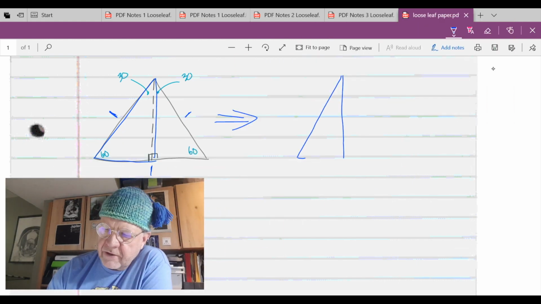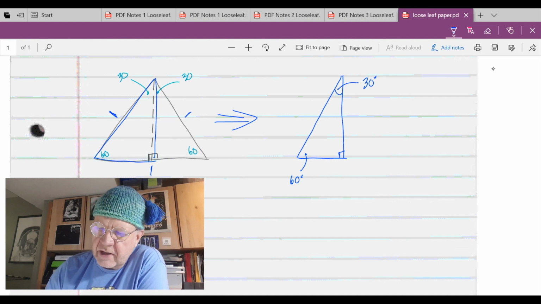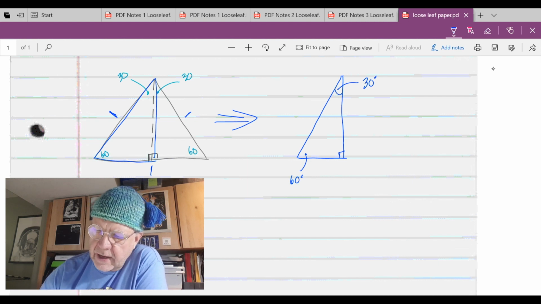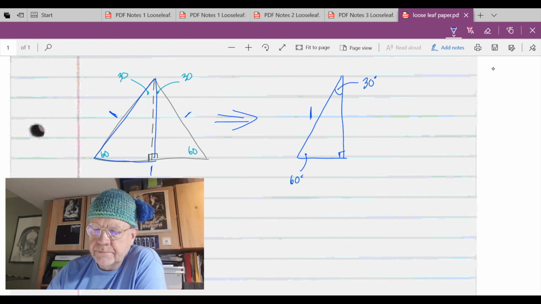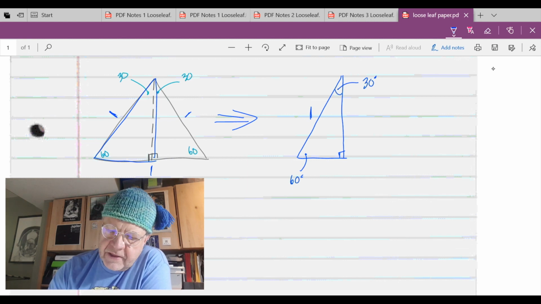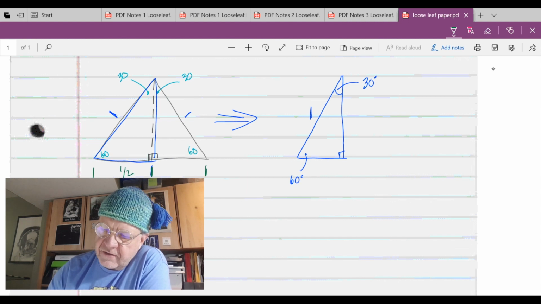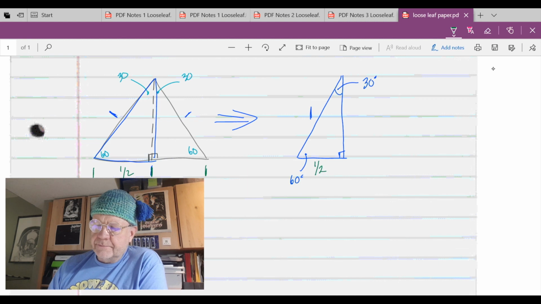Well, up here, I've got a skinny, scrawny angle of 30 degrees. Down here, I've got a rather more robust angle of 60 degrees, and I've got a 90 here, of course. I know that this distance is 1. Well, I also know that if this was 1 unit, then this has got to be a half. So this distance here has got to be 1/2.